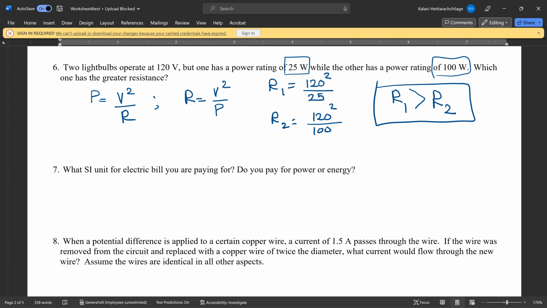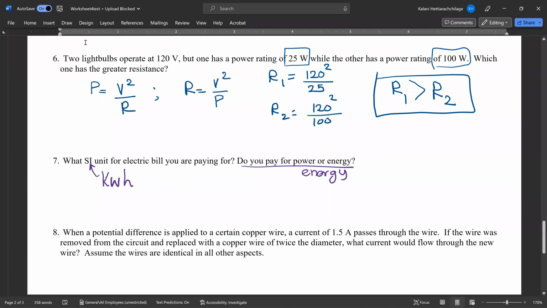Okay, so now what SI unit for the electric bill are you paying for? I think I discussed this in your lecture also. Do you pay for the power or energy? So we are paying for the energy, not for the power, because the unit that we are paying is kilowatt hours. This is the unit that we are paying for the electric bill, how many kilowatt hours we use.